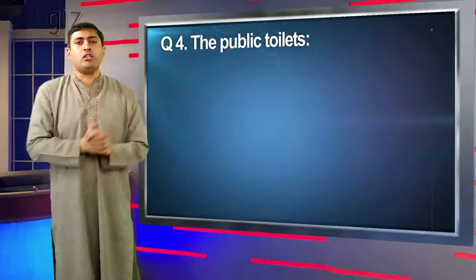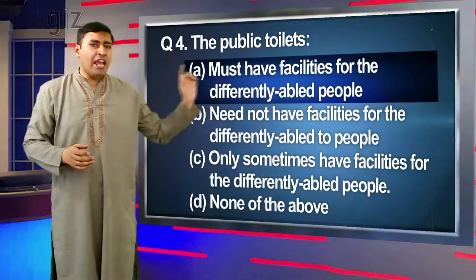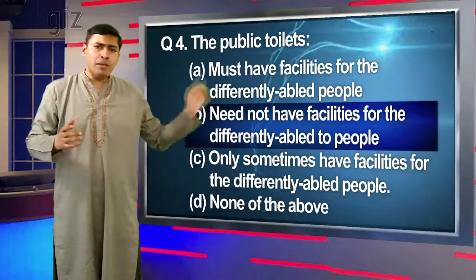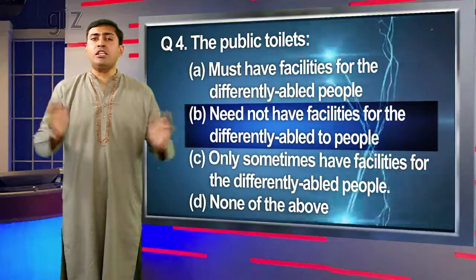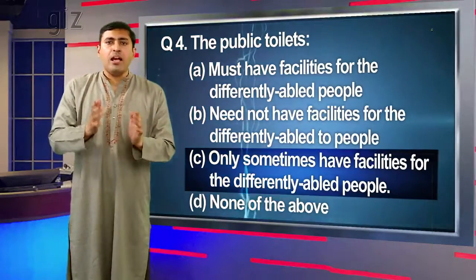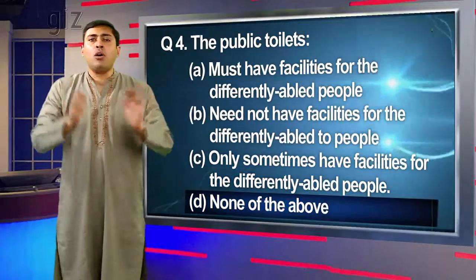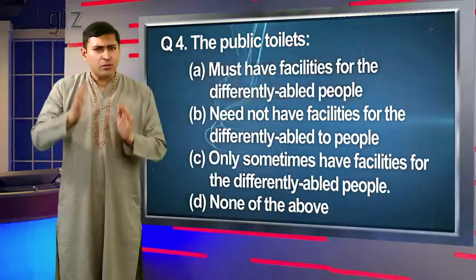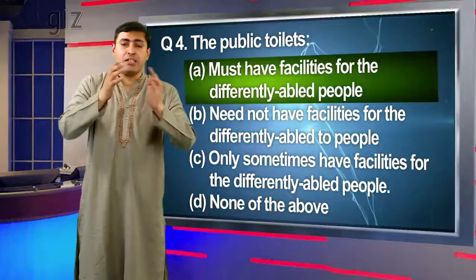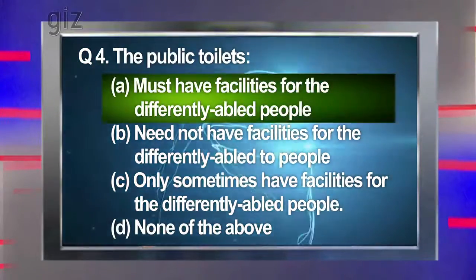And the fourth question is right here on your screen. The public toilets, A, must have facilities for the differently abled people. B, need not have facilities for the differently abled people. C, only sometimes have facilities for the differently abled people. And D, none of the above. I couldn't hear you. What did you just say? You said A. Well, that's right. That is indeed the correct answer. The public toilets must have facilities for the differently abled people.